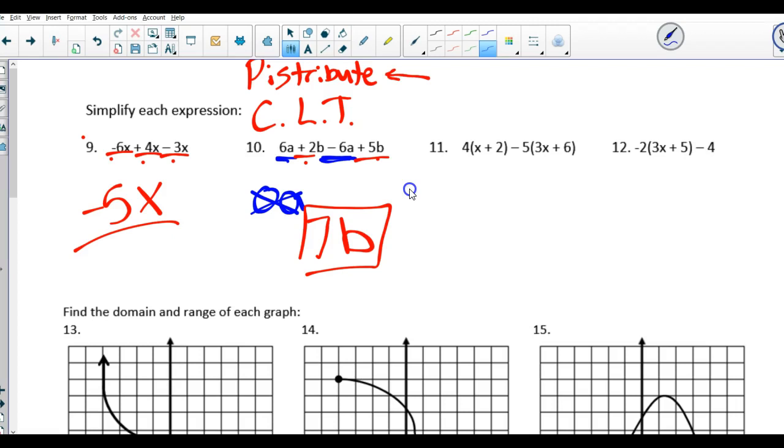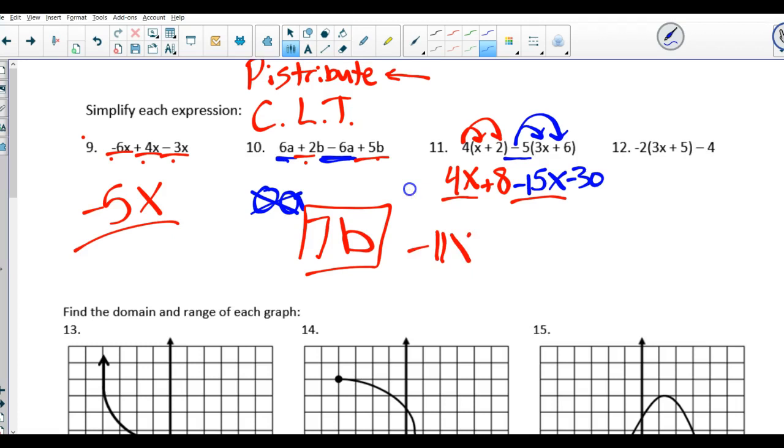Number 11, here's where we need to distribute. This is when you have the number outside the parentheses. 4 times x is 4x. 4 times 2 is 8. Minus 5 times 3x plus 6. That is a negative 5 times 3x, which is negative 15x. Negative 5 times 6 is minus 30. Then we combine like terms. 4x minus 15x is negative 11x. Plus 8 minus 30. Combine 8 plus negative 30 and we get minus 22.